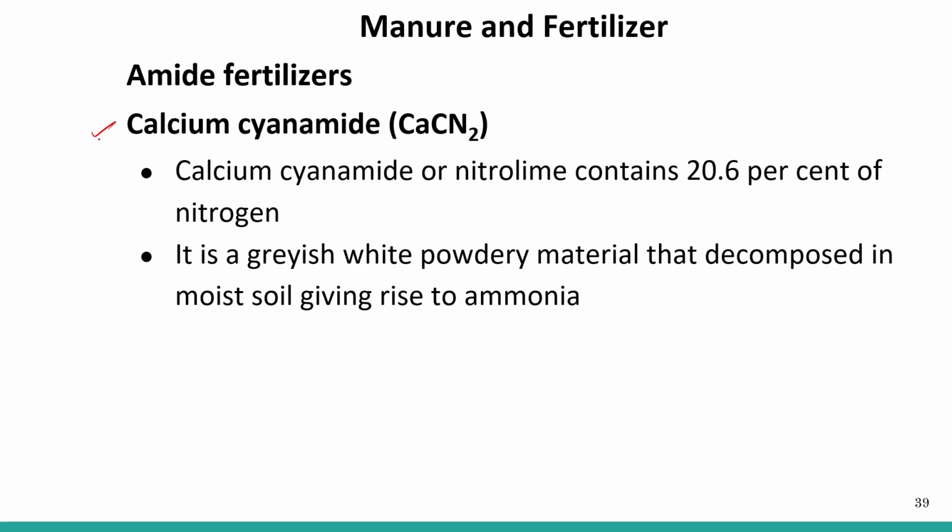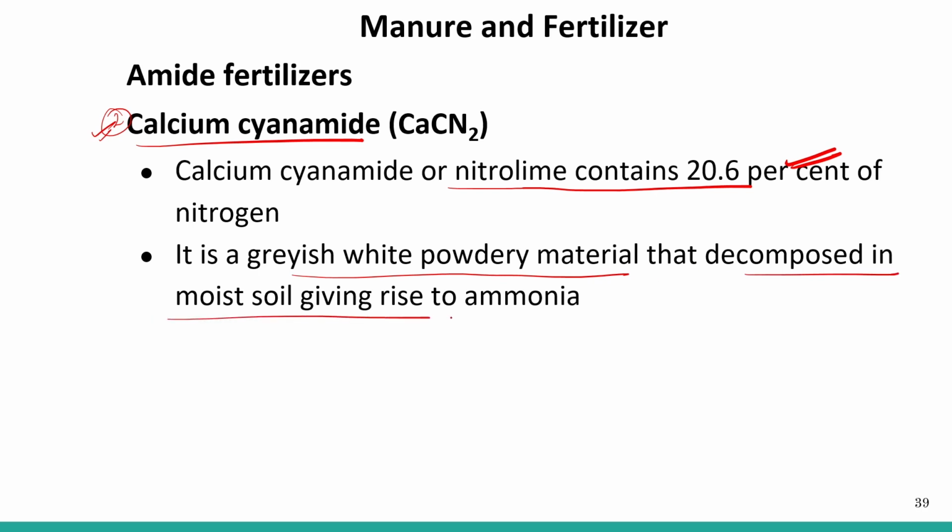Calcium cyanamide. The next and second type of this amide fertilizer is calcium cyanamide, CaCN2. The calcium cyanamide or nitrolime contains 26% of nitrogen. It is a grayish white powdery material that decomposes in the moist soil, giving rise to ammonia.